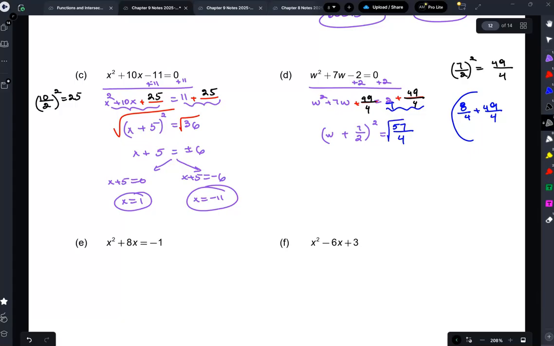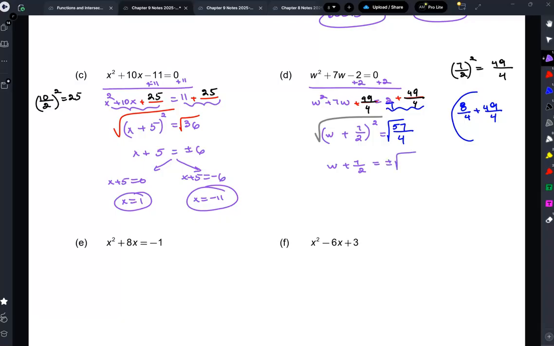Now, take a square root. W plus 7 over 2 plus or minus root 57 over 4. Okay, the root didn't go away, so I'm just going to subtract 7 over 2. Oh, yes, sorry, I got excited and I'm going fast. Okay, and there we have it.